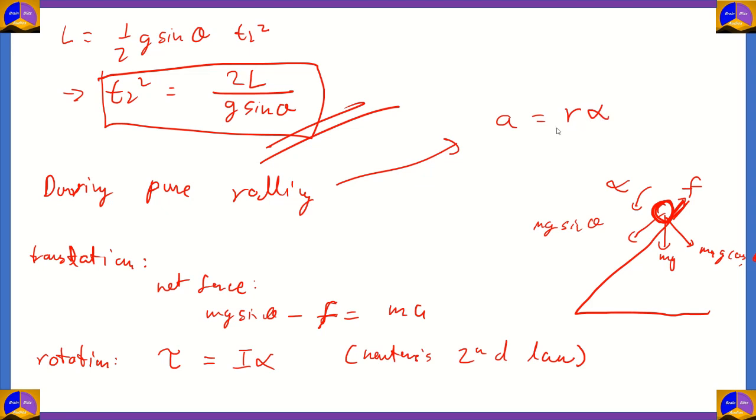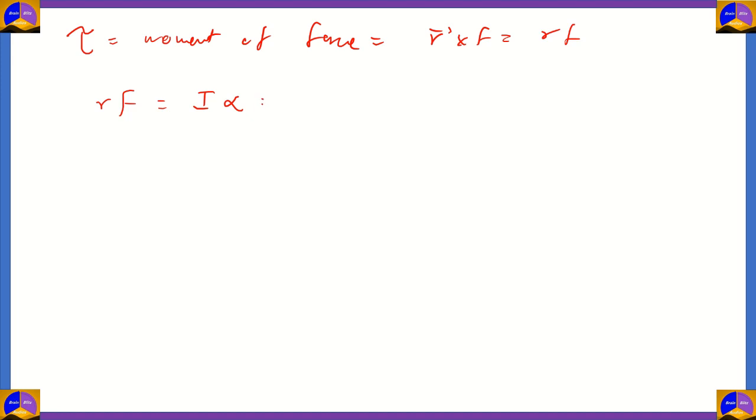Now, we also know that torque is the moment of force, which means it's R cross F, which is RF. So RF is equal to I times alpha. Now I times alpha can be written as I times a by R.